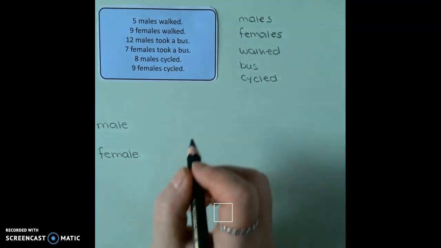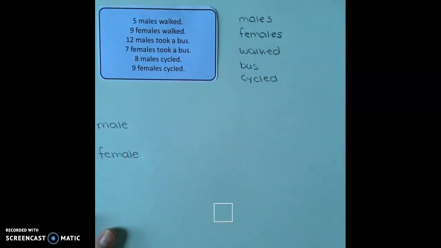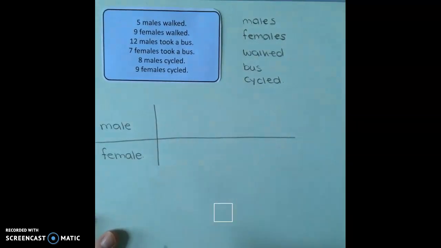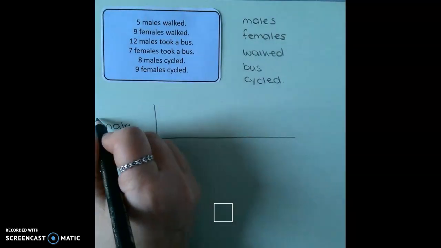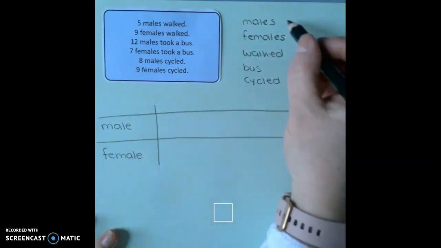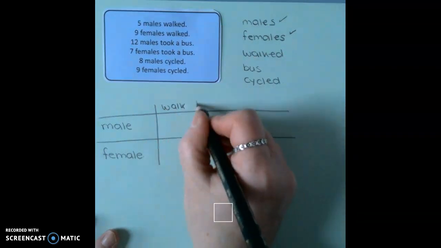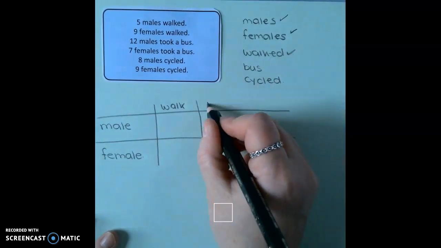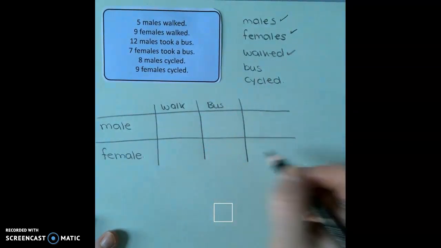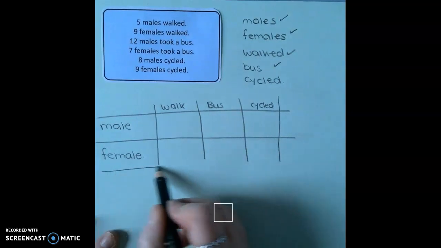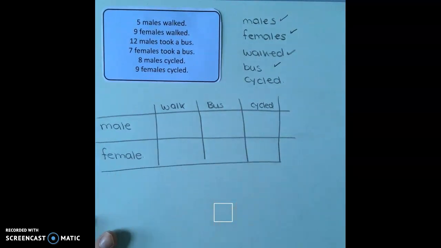Okay, let's move that on a little bit. Okay, so we then want, so we've done those two. So then we want who walked, who went on the bus, and who cycled. Okay. So now we can put our information into the table.